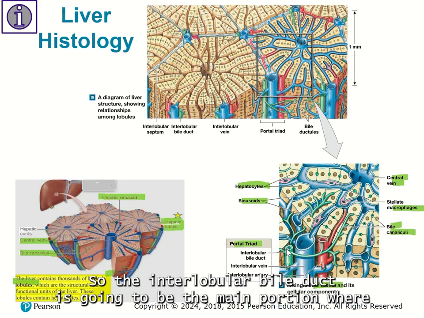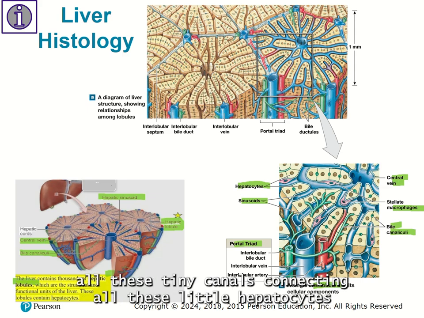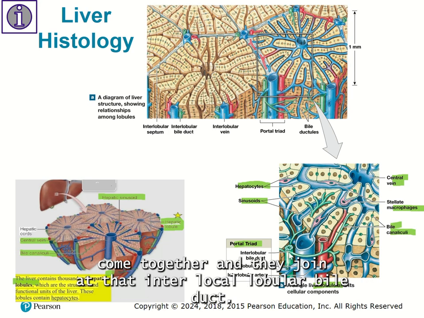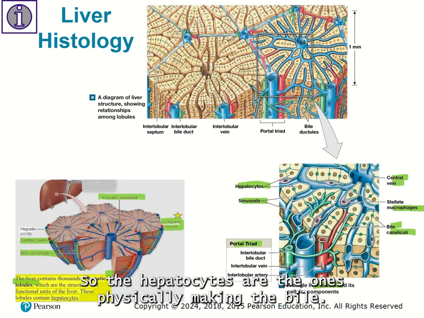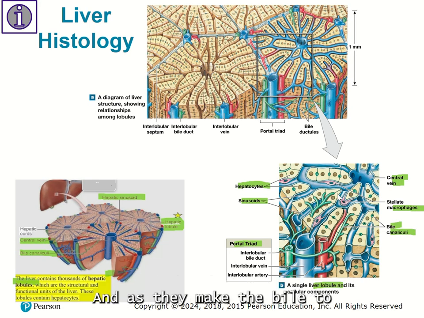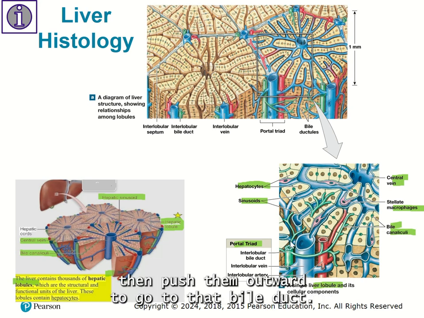The interlobular bile duct is going to be the main portion where all these tiny canals connecting all these little hepatocytes come together and they join at that interlobular bile duct. So the hepatocytes are the ones physically making the bile, and as they make the bile, they'll then push it outward to go to that bile duct.